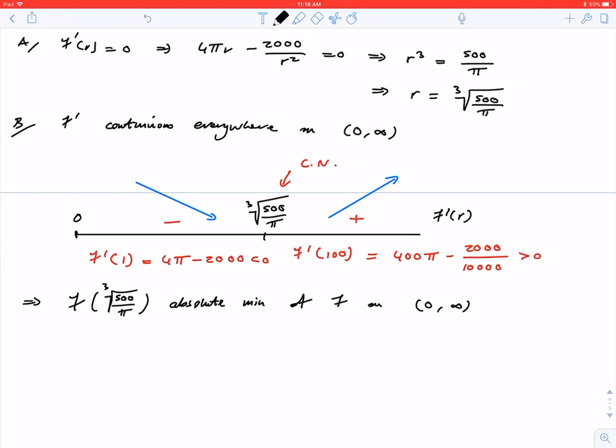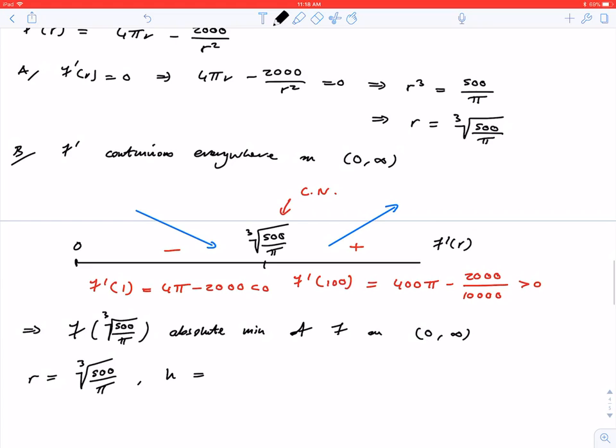So now I've got to draw all this together into one conclusion. Maybe just before I do that, this absolute minimum is occurring when r is equal to the cube root of 500 over pi. And remember, h is equal to, what was it equal to? It's 1000 divided by pi r squared. So in this instance, h is equal to, it's not the nicest number ever, 1000 divided by pi times the cube root squared, so it'd be 500 divided by pi to the power 2 over 3.